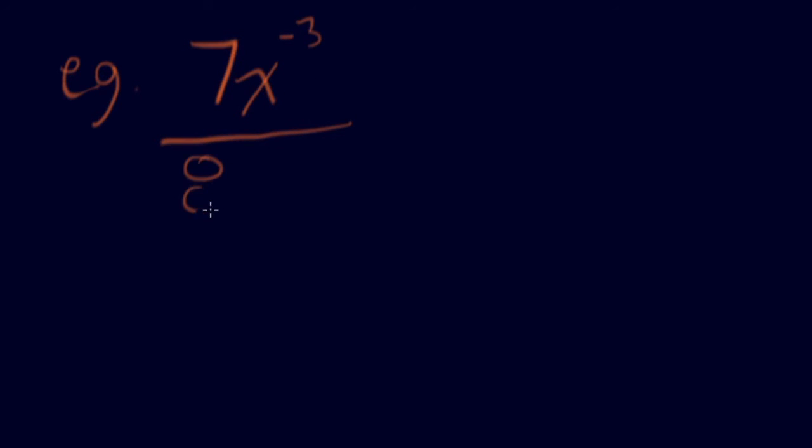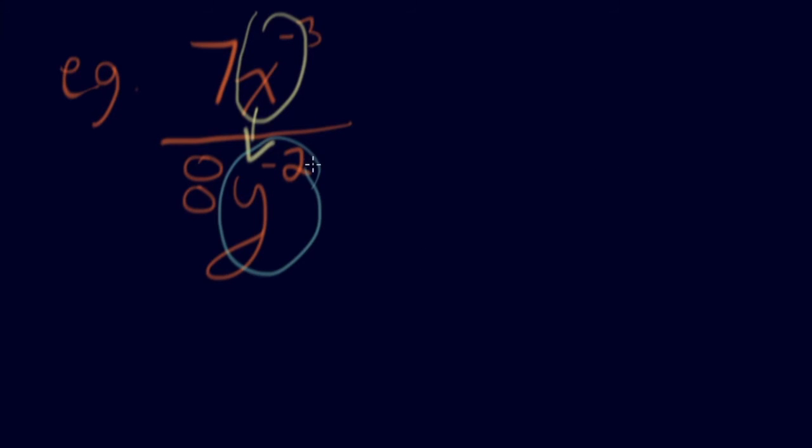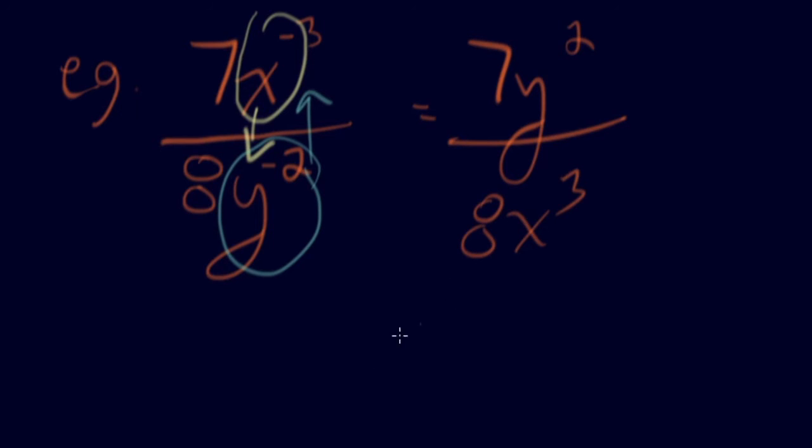So, here we go. An example. And let's just start with this. 7x to the negative 3 over 8y to the negative 2, like that. Okay, so you're seeing this one, and you're thinking, I can't have negative exponents. So that means these ones have to go down, and these ones need to go up. So your final answer is 7y squared over 8x to the third. Okay, well, that's not too bad.